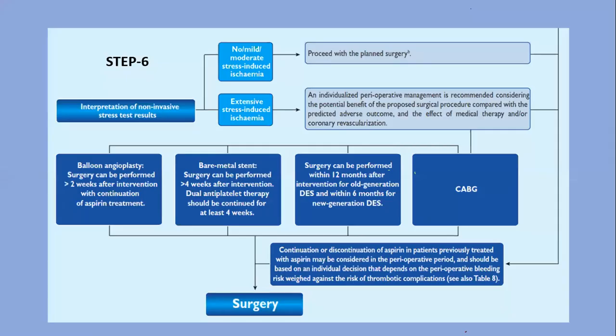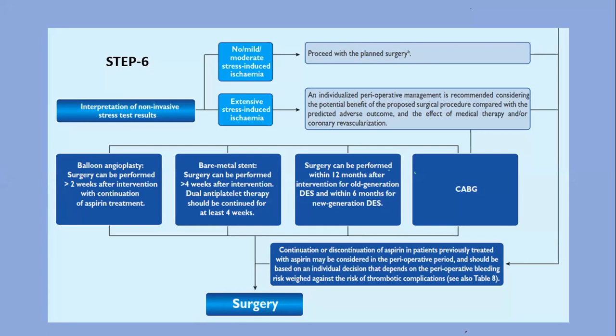In step 6, you do the non-invasive stress test for those patients who have less than 4 METs functional capacity and who are undergoing high risk or intermediate risk surgery. If the result of the test shows mild disease or moderate stress-induced ischemia, proceed with surgery. If the patient has extensive stress-induced ischemia, then you may think of an invasive procedure, go for balloon angioplasty.